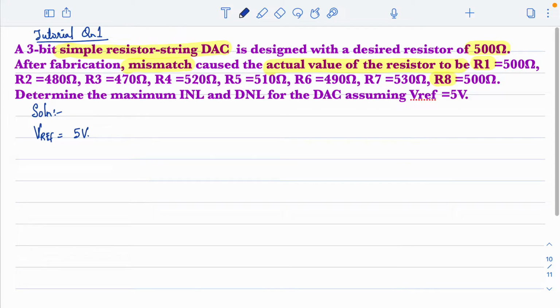Vref is 5. Now how can I write the total current in the circuit? Total current in the circuit can be written as the Vref voltage divided by the total resistance, R total. So what is R total? Single resistance value is 500. So 500 into 8 is equal to 4000, which is 4K. So 5 divided by 4K will give you the current in the circuit. What is 5 by 4K? It is 1.25 milliamp. This is the current. All right.